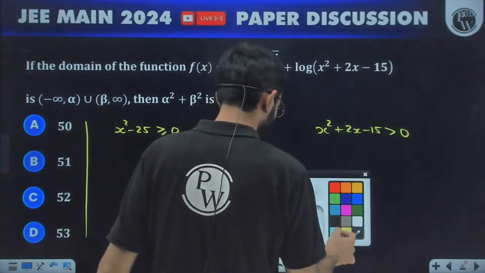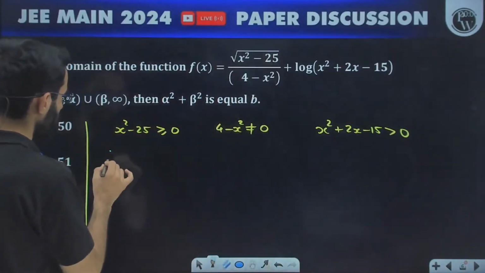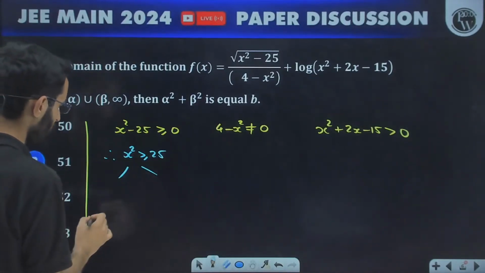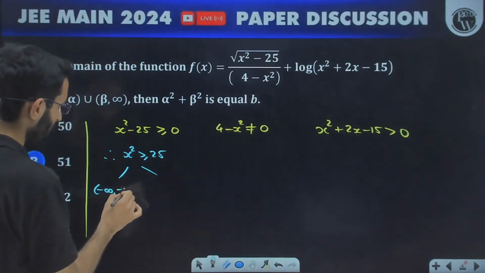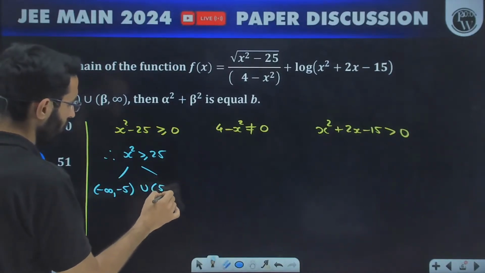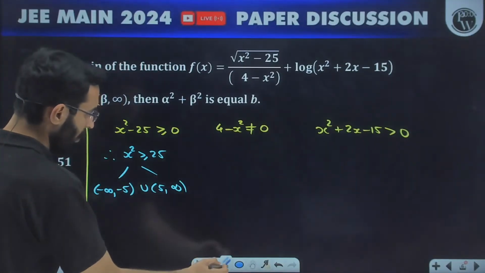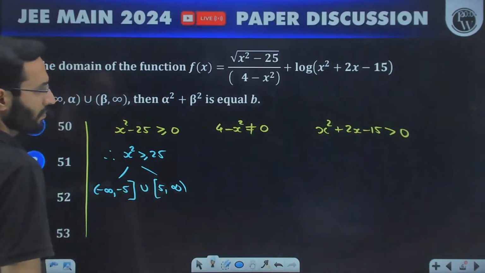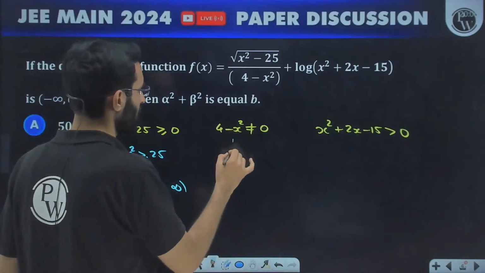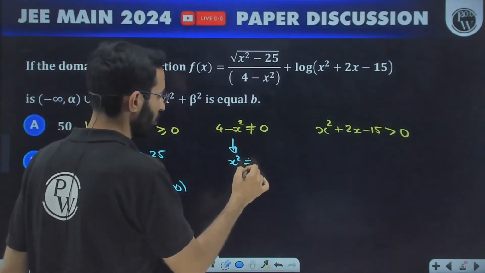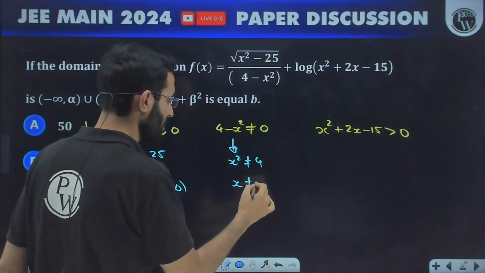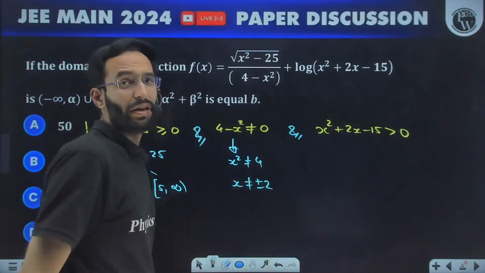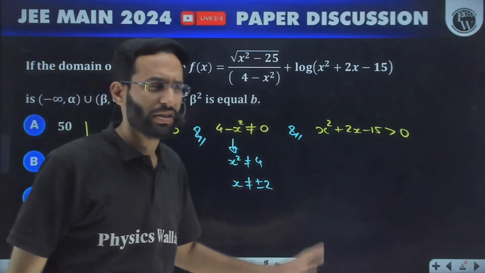Now if I take x square minus 25 greater than or equal to 0, from here I am going to have x square greater than or equal to 25. So there are two possibilities. X will lie from minus infinity to minus 5 and 5 to infinity, and here 5 will be included, because we have less than or equal to. From 4 minus x square not equal to 0, I get x square not equal to 4, so x is not equal to plus or minus 2. There is a sign of and, so I need to take the intersection because all conditions are required.